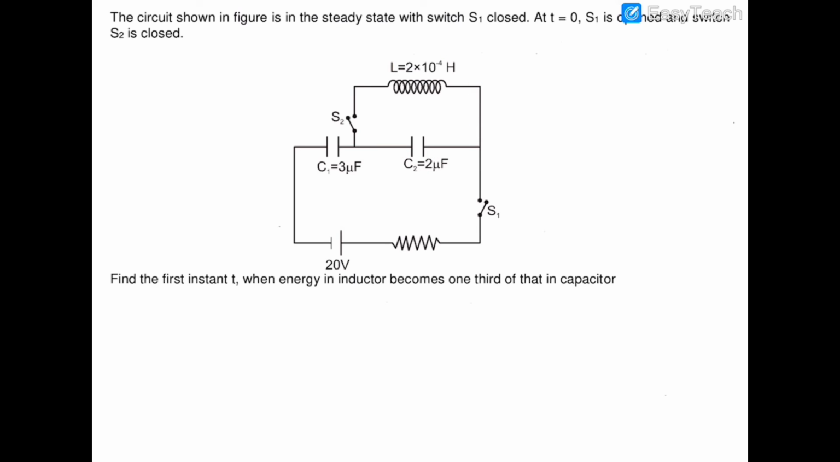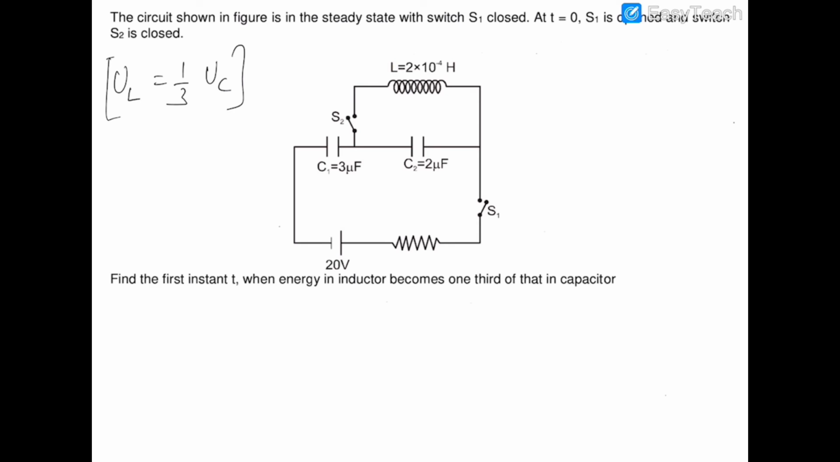So we have to find out the time after closing this switch S2, when the energy of the inductor becomes 1/3 of the energy of the capacitor. So we can see easily that we have to find out the time at which the energy of the inductor becomes 1/3 of the energy of the capacitor. UL is equal to UC by 3.